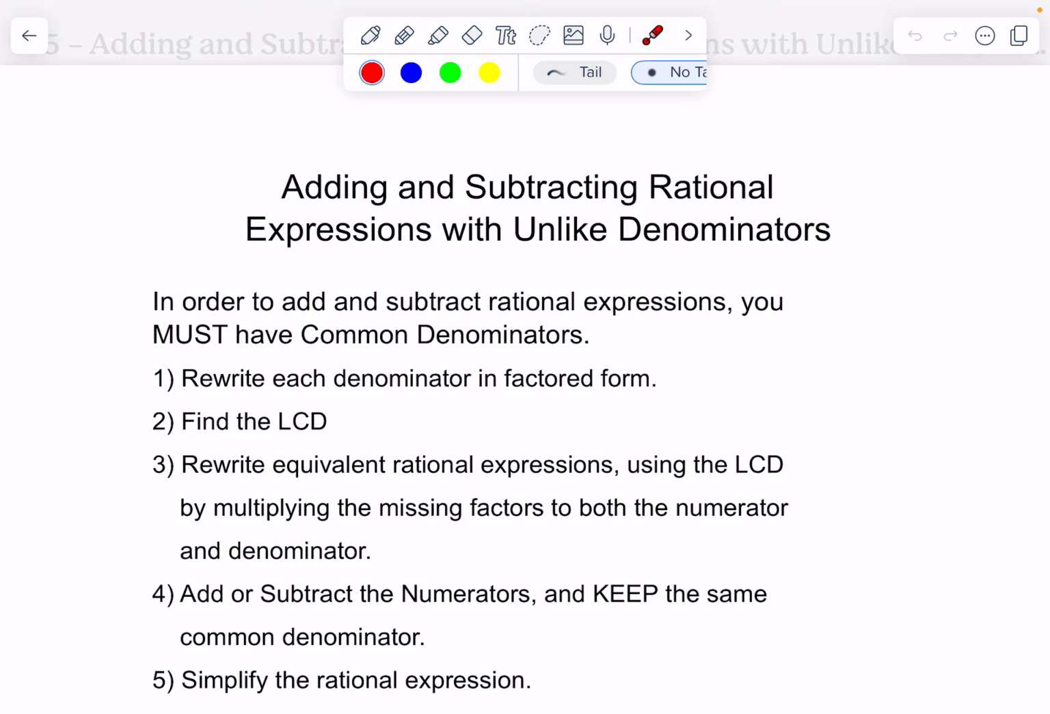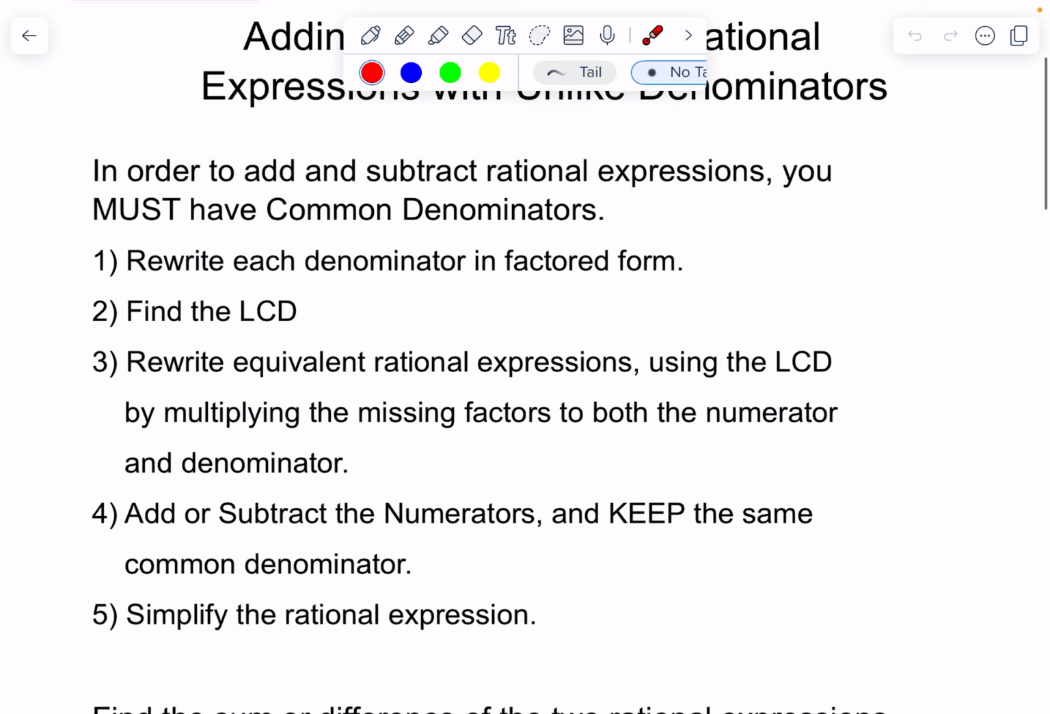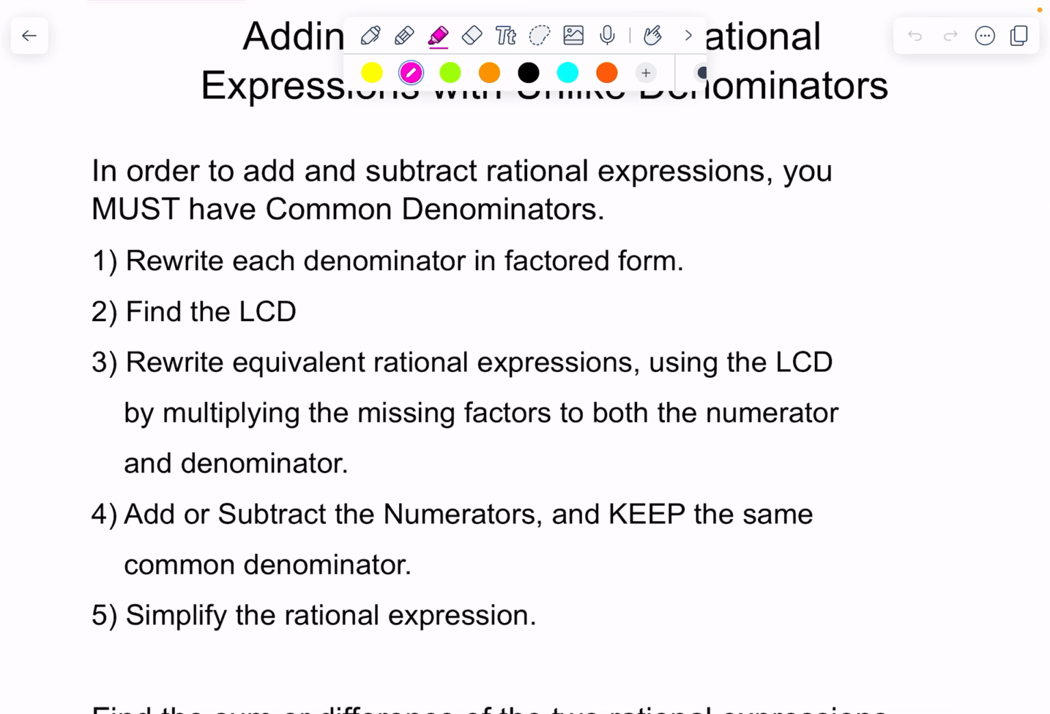Today we're going to learn how to add and subtract rational expressions with unlike denominators. So let's get right to it. In order to add or subtract rational expressions, you must have common denominators, okay? So how does that work?